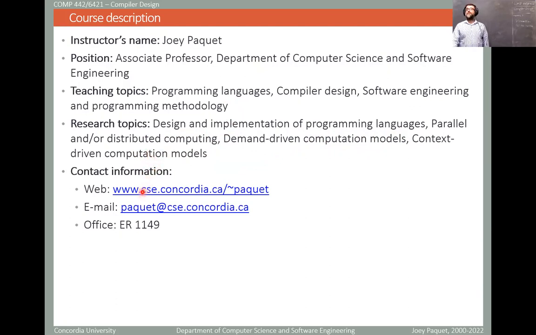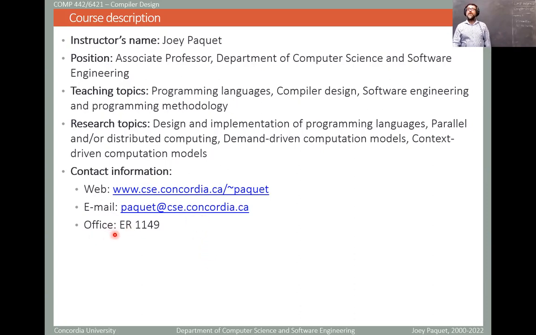If you want to reach me, you may use my email address here, the CSE email address, or the Concordia email address, joey.paquette@concordia.ca. All of these addresses that you may find about me, they all funnel into the same place. So it doesn't matter really which one you're using, I'm going to get your email.